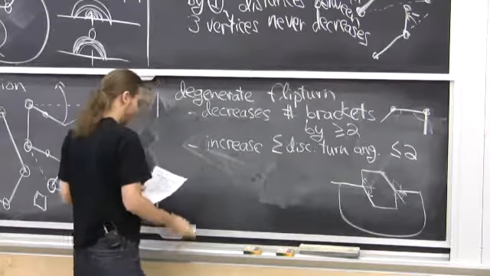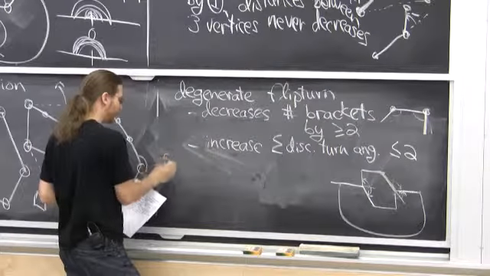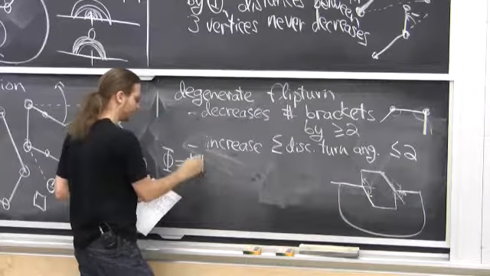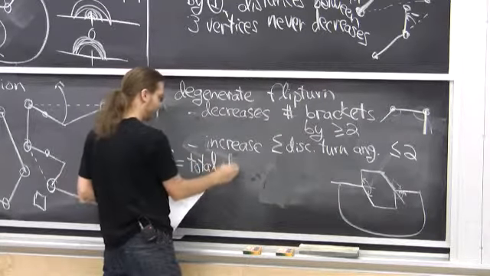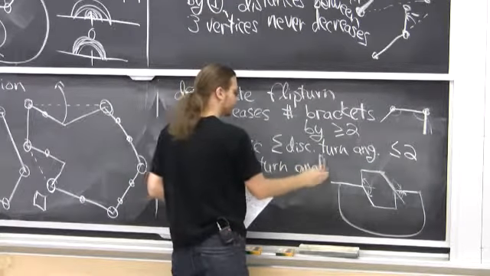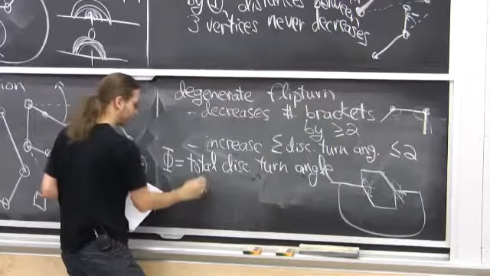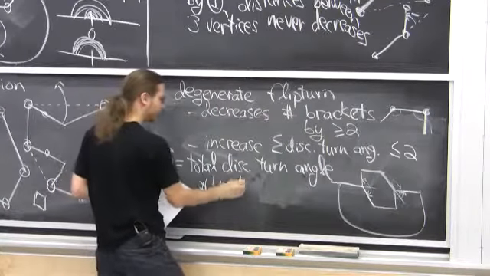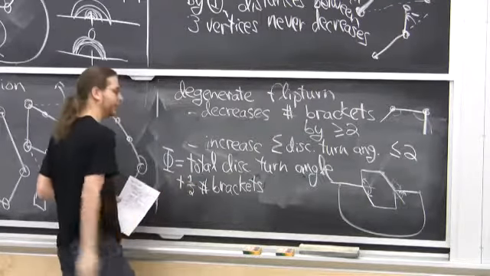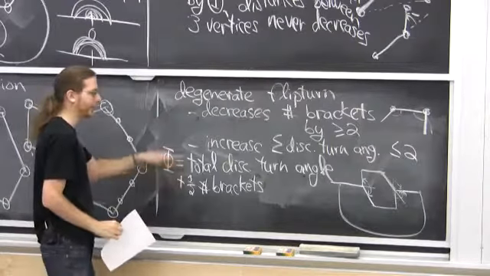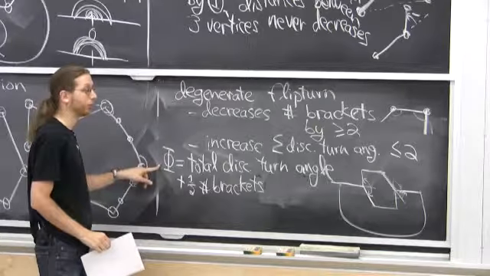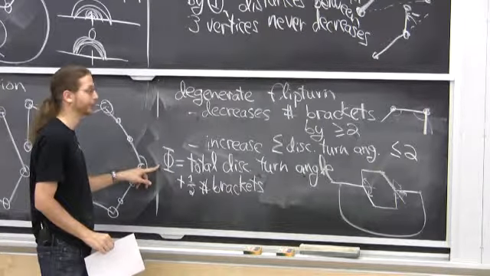You can be a little more clever and say, the quantity I care about, I'll call it phi. People who know amortization should recognize that. So we have, on the one hand, total discrete turn angle. And on the other hand, we have the number of brackets. I'm going to multiply the number of brackets by a half and add those two quantities together. And with this weighting, you can show that every flip turn you do decreases this thing by at least 1, hopefully, if I did it right.